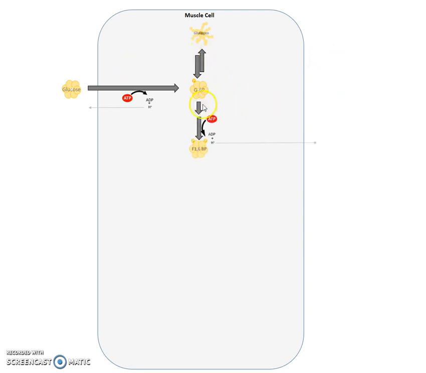That then goes through a couple of steps where it requires another ATP to phosphorylate the molecule again, to phosphorylate the sugar, forming fructose 1,6-bisphosphate.